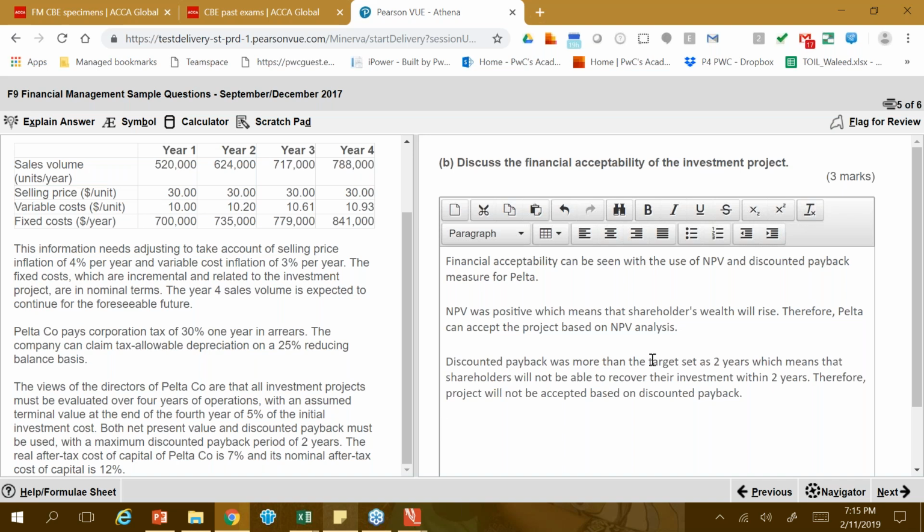But the question now is that which of these measures you would trust? Which one would you go with? Would you go with the NPV, which is saying accept, or the discounted payback, which is saying don't accept? Well, the answer to that is Pelta will opt for a decision based on NPV analysis, which is the most superior method available to assess financial viability of projects. And that's it. This is 3 marks here, for this discussion that we have done.